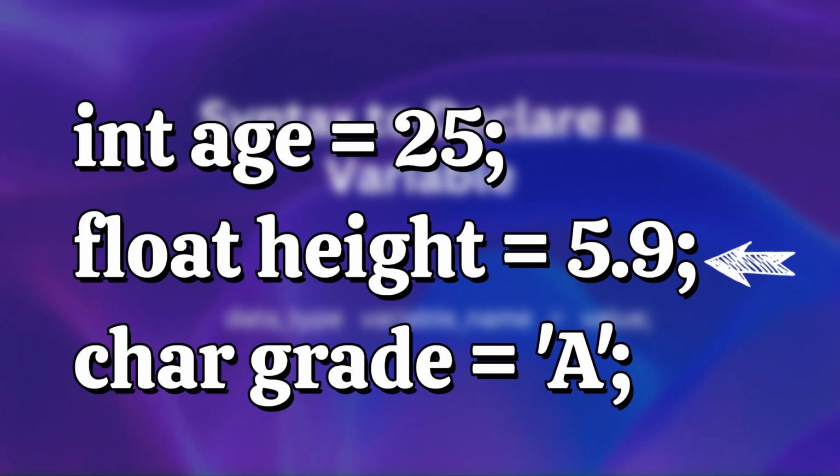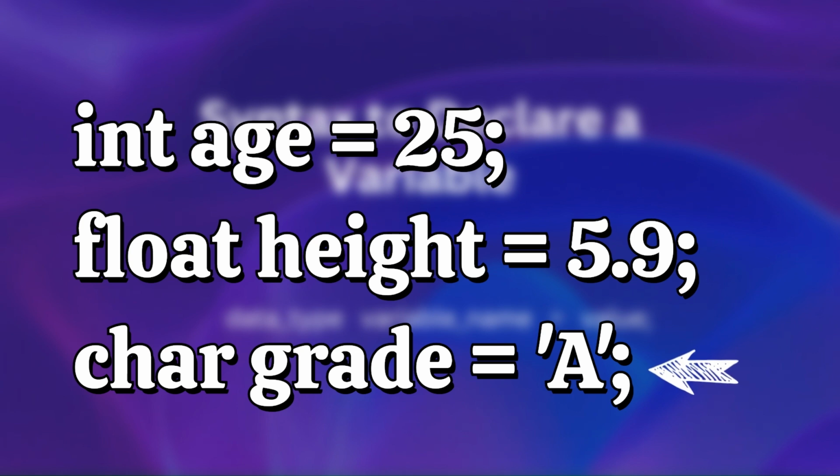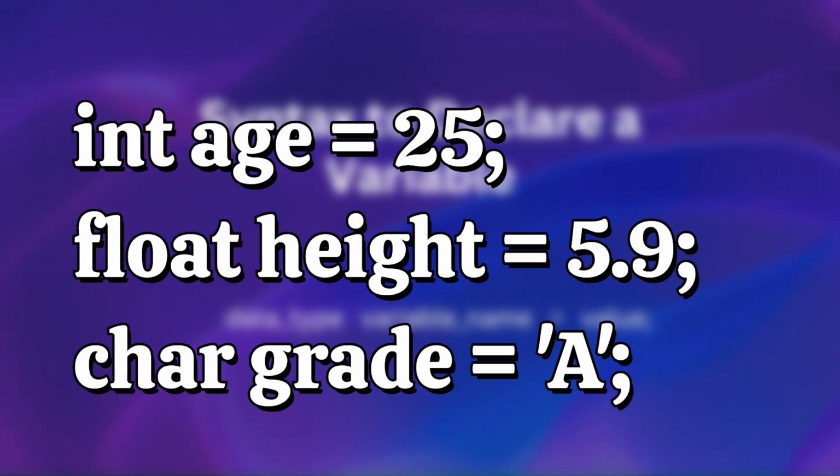Next, character. In C++, the char keyword is used to declare a character type variable. A character variable can store only a single character. Now, here we have declared three variables. Age is an integer, height is a float, and grade is a character.